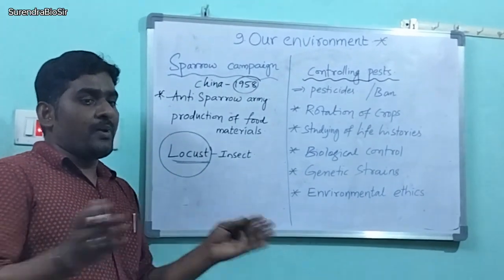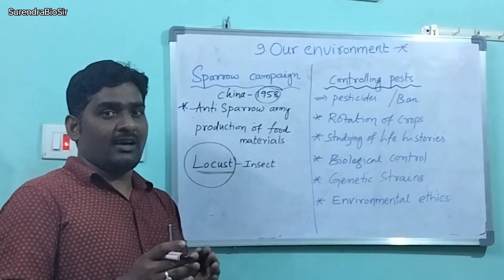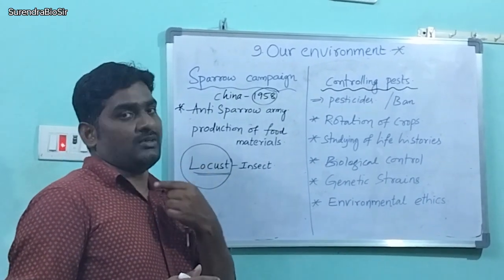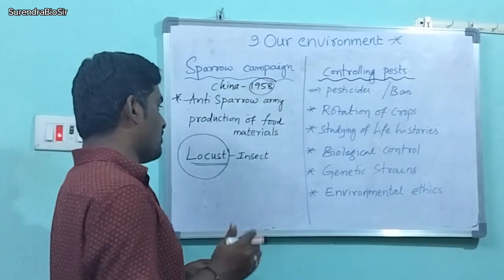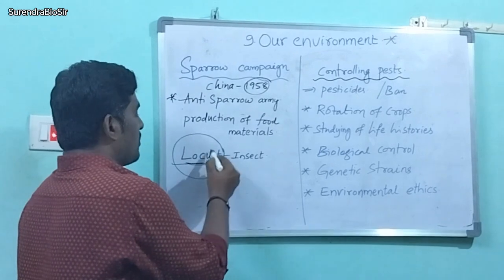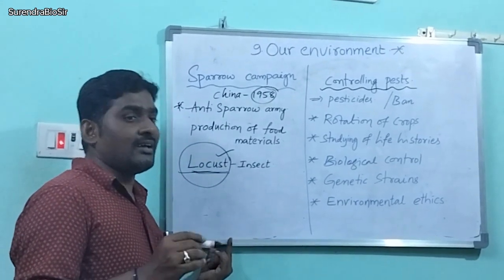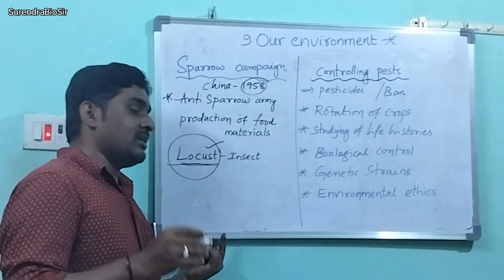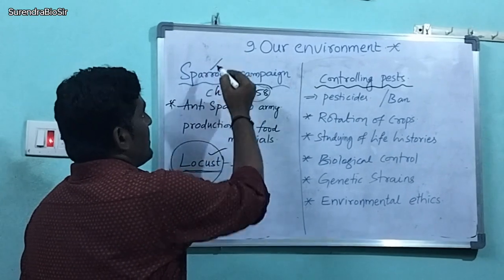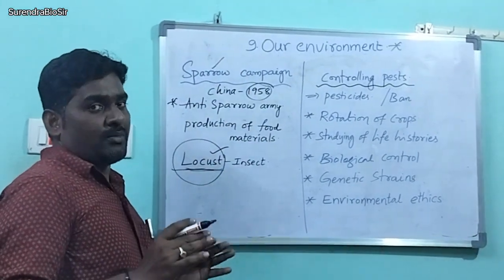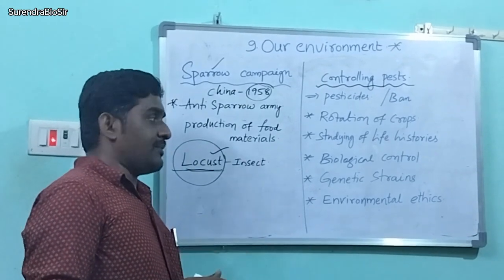Whenever a scientist opened the gut, the gut means what? The small intestine, the large intestine. What type of food is eaten by the sparrow, they wanted to know. By that time they observed locusts. Most of the contents inside the gut of the sparrow were locust organisms instead of cereals. So they realized the sparrow is not an animal or bird that damages crops. It is protecting the crops.